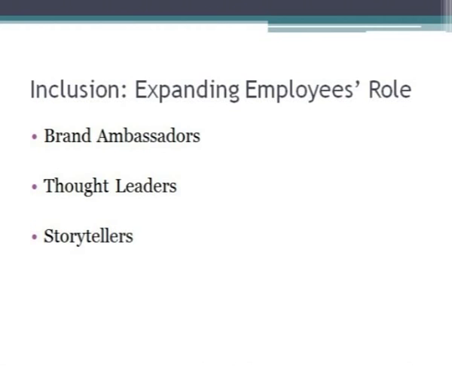The second point is thought leaders. Sometimes employees may come up with really amazing ideas that we may never have thought of. We must take good care of them, promote them to be thought leaders, and encourage them to think more, because we need more ideas.